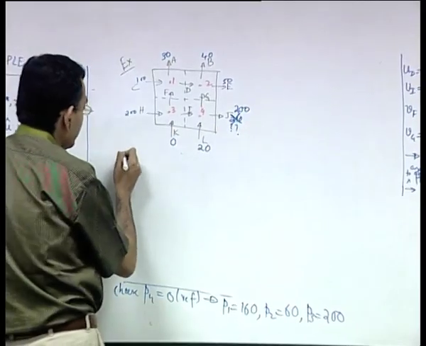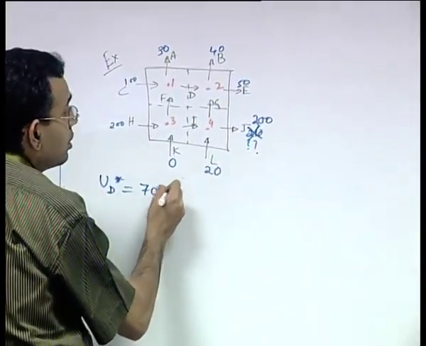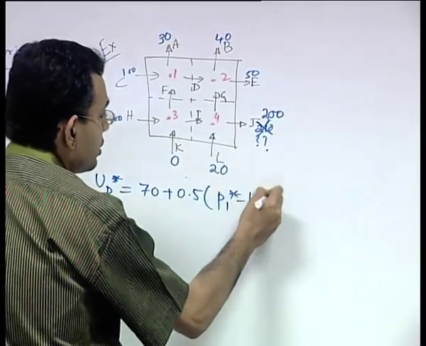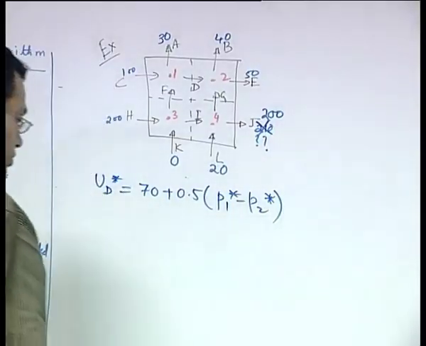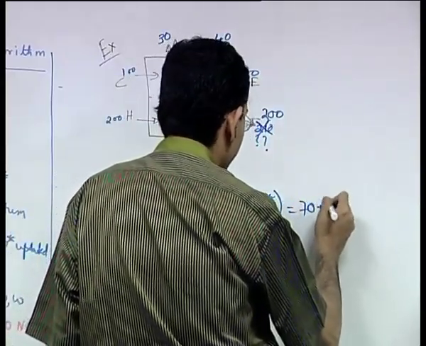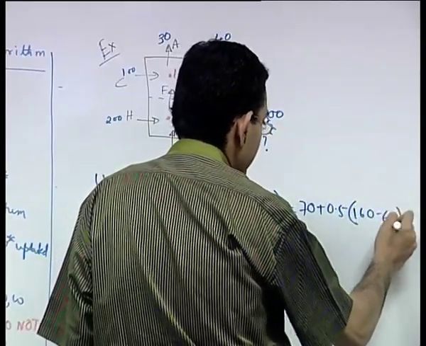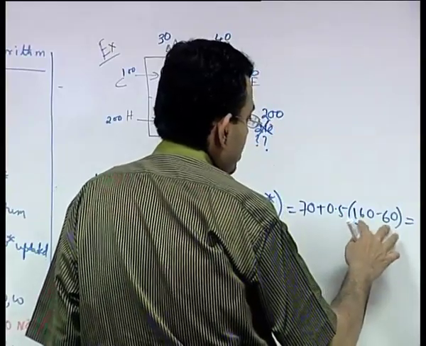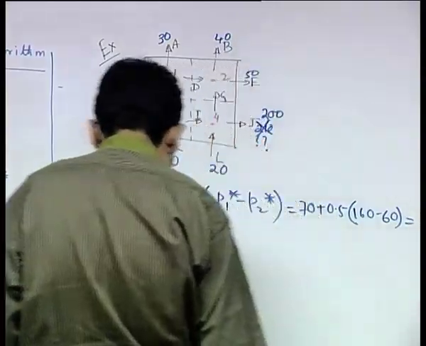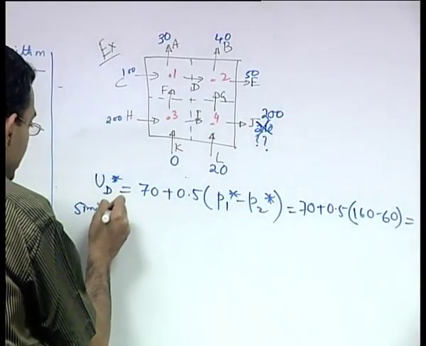So UD star is equal to 70 plus 0.5 into P1 star minus P2 star. So 70 plus 0.5 into 160 minus 60. So this is 100 into 0.5, 50 plus 70, that is equal to 120. Similarly, let me just write the other results.